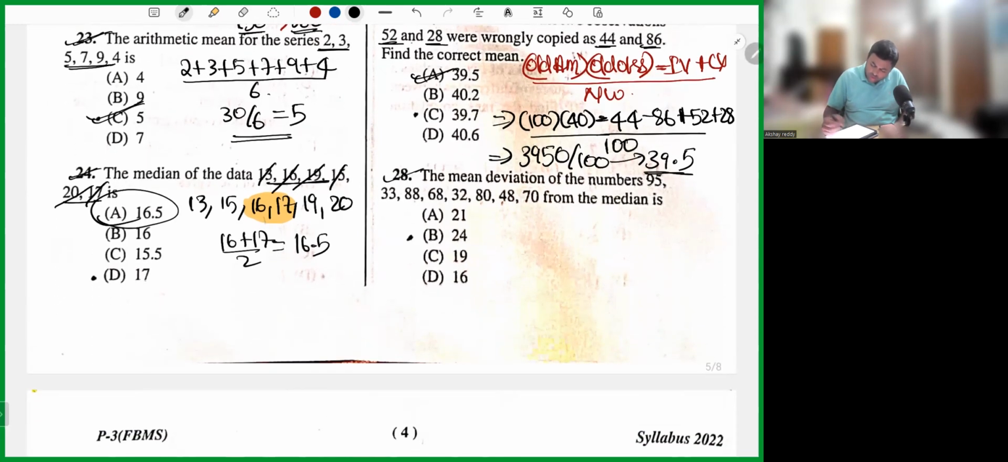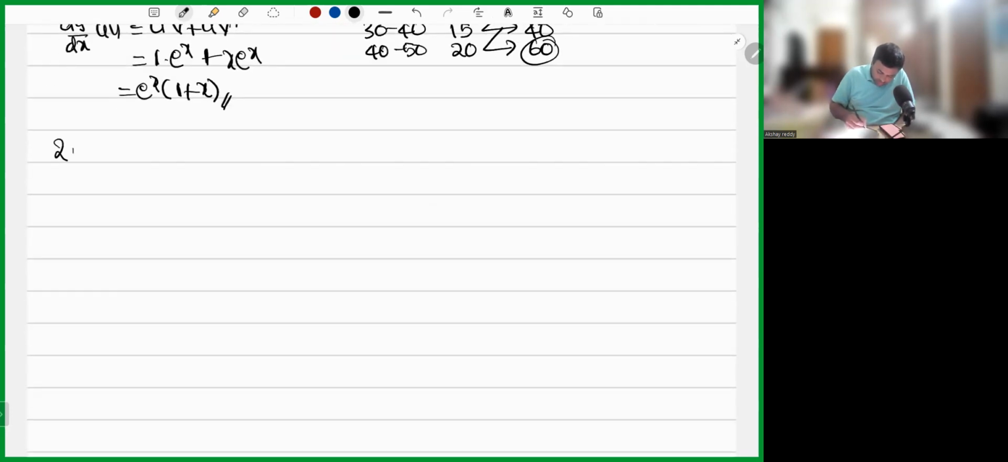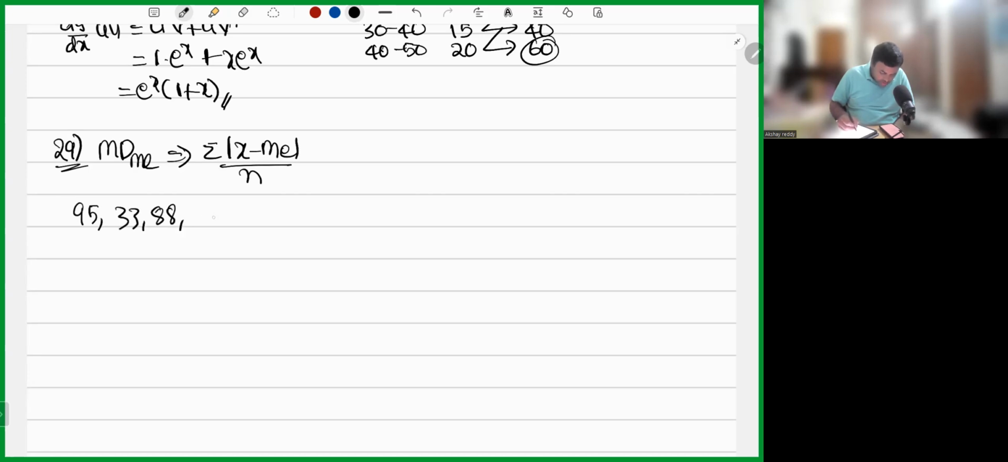Let's do 28. You might have felt it a little bit lengthy in the examination, but let me solve it. Mean deviation of numbers from median he is telling. 28 is asking mean deviation taken from median. What's the formula, my dear friends? Summation of modulus x minus median whole divided by n. So what are the observations? What he gave? 95, 33, 88, 68, 32, 80, 48, 70.